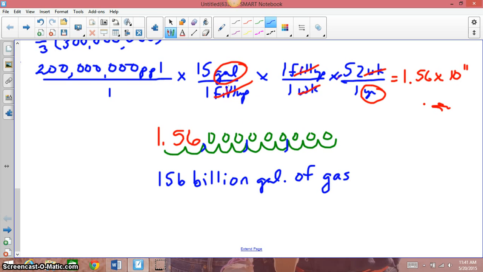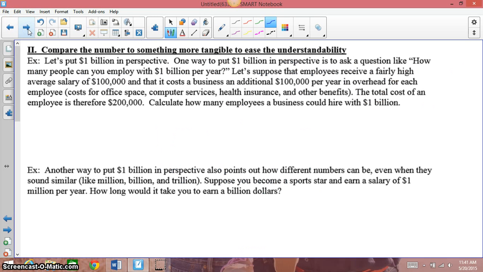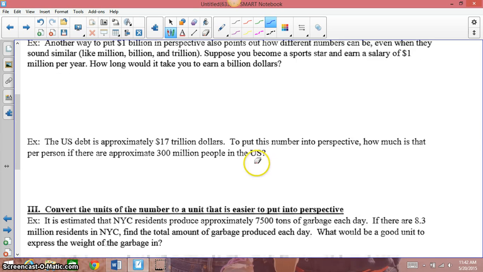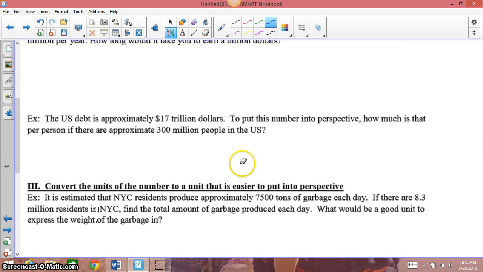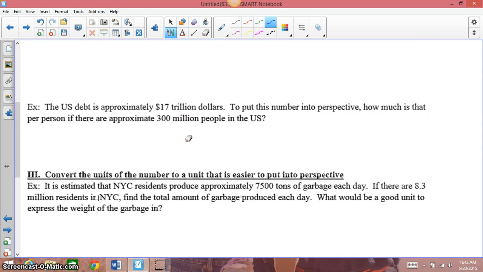Okay, we'll skip on to the next page. I'm not going to work anything out on this page, just going to talk a little bit about what these first couple of examples are. The first couple of examples are trying to put a reference on, like for example, 1 billion and comparing it to a million and a trillion. And likewise, in the third example there, it's wanting you to consider that $17 trillion of debt. What would that mean then in terms of debt per person if there are 300 million people in the U.S.? So definitely take a look at that.